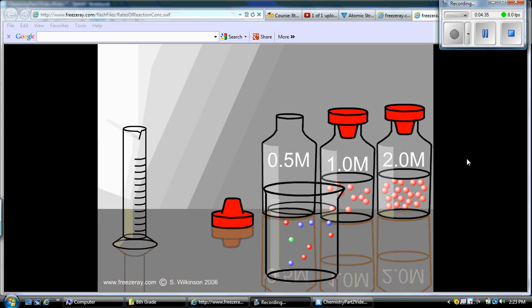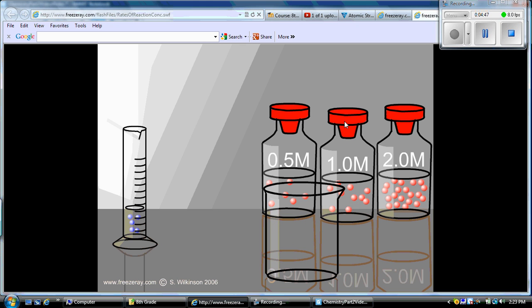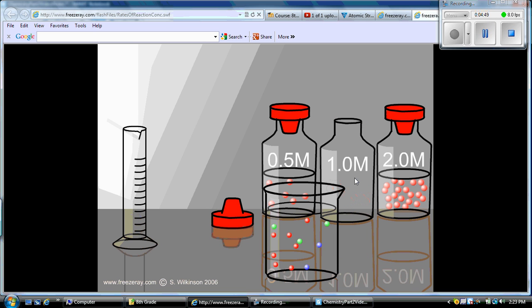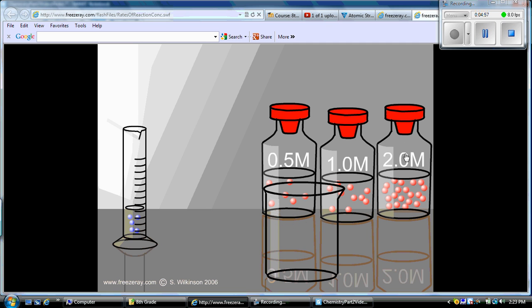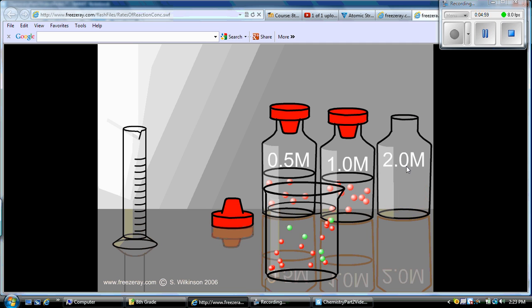Okay, so what you've got is each bottle has what we call molarity. That's how highly concentrated it is. We've got 0.5. Notice they're not reacting very often. So now let's switch it. We're going to reset it, and we're going to go up in concentration. Notice the rate of reaction increases because there's more of them to hit each other. So you have more collisions the more concentrated the molecules are.